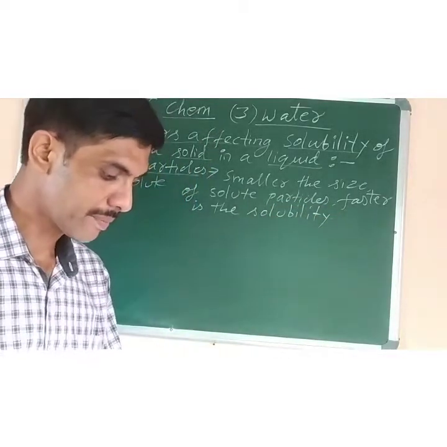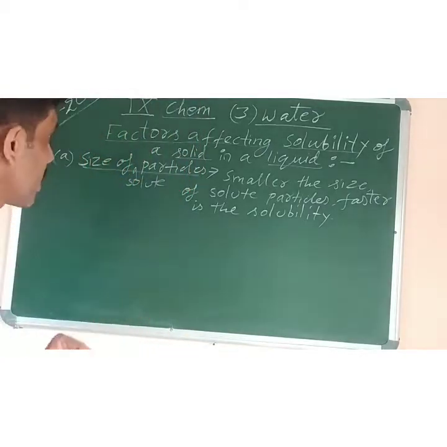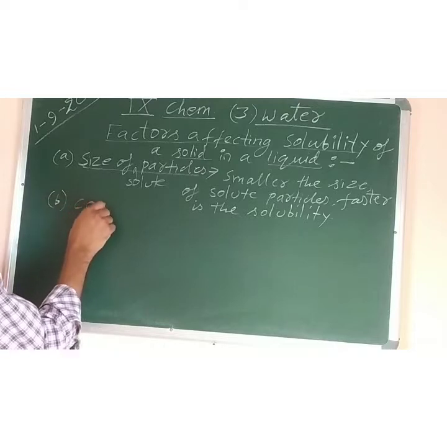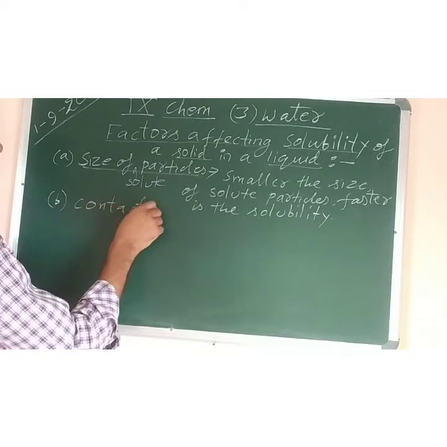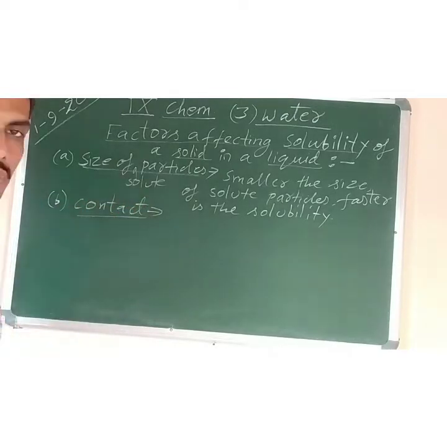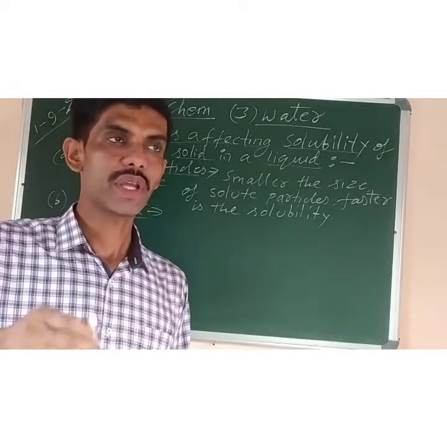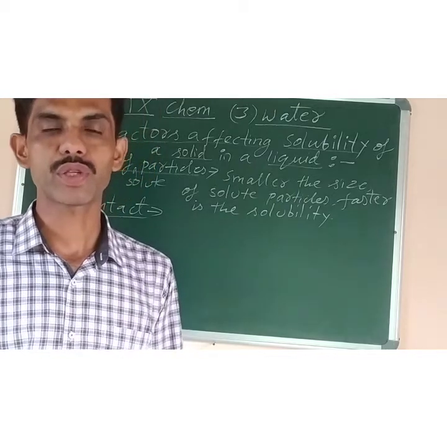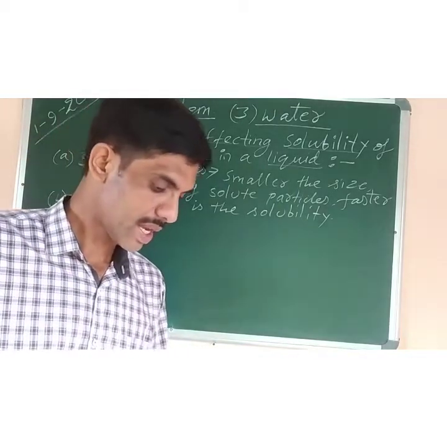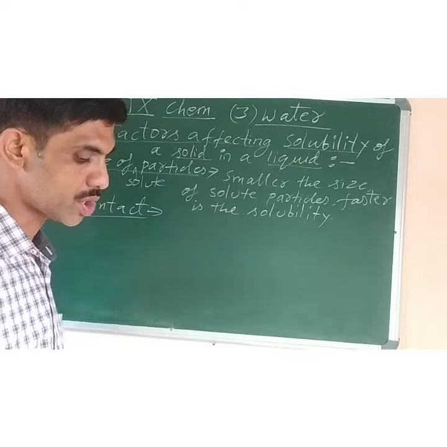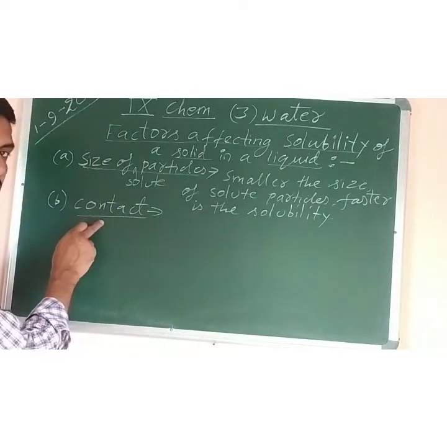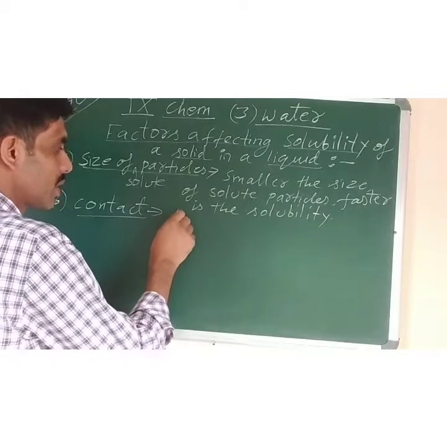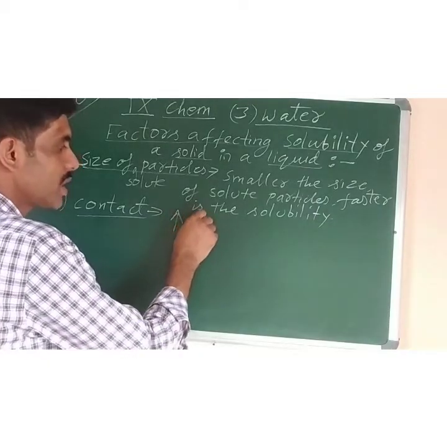Example already I said. Now number B, the second factor is contact. In order to make a solution faster or to increase the solubility, there should be close contact between the solid and the solvent. Increased contact between the solid and solvent will increase the process of solubility. So if the contact is increased, solubility is also increased.